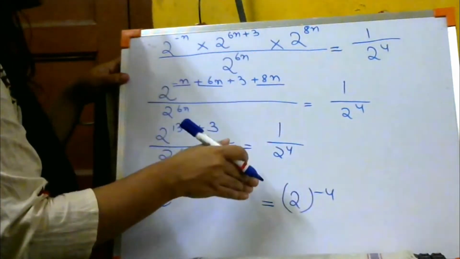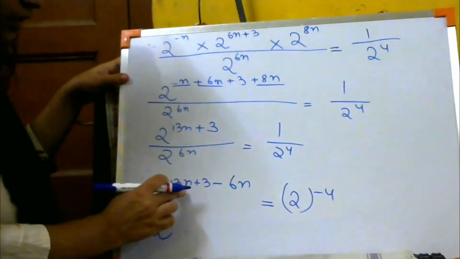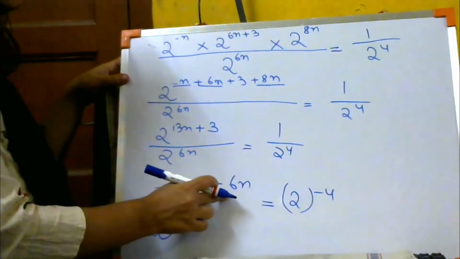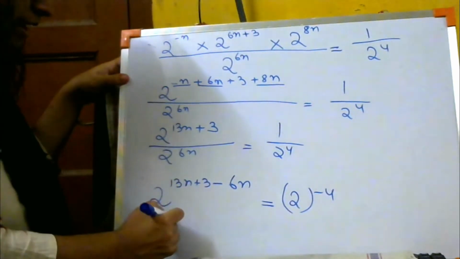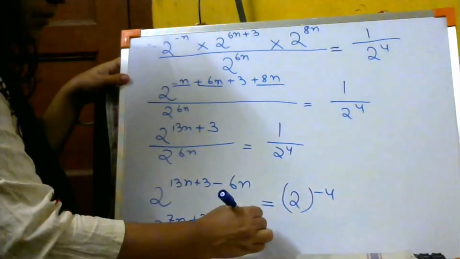These are all exponent formulas. So minus 4. So what is happening over here? 2 to the power 13n minus 6n is actually how much? It is 12, 6, 7. So it is 7n. 7n plus 3 equals 2 to the power minus 4.